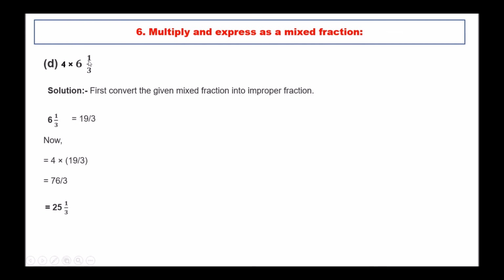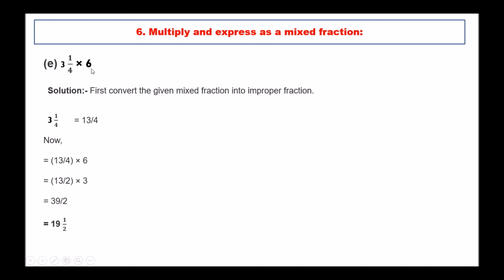4 and 6, 4 into 6 upon 1 by 3. 6 upon 1 by 3, that is 19 upon 3. Now we will multiply with 4. So 4 into 19, that is 76 upon 3. Now we will convert again into mixed fraction, that is 25 and 1 by 3.